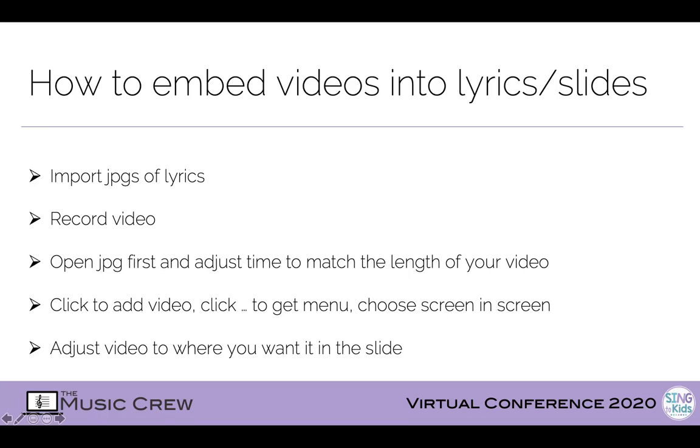I need to adjust that to match the length of the video I'm going to put inside. So when you put a lyric slide into iMovie, it automatically defaults to 6 seconds. But sometimes the movies I put into that slide are 3 and 4 minutes long, so I have to adjust that picture to be the length of my video. I'm going to click Add Video and click the 3 little dots to get a menu and choose Picture in Picture or Screen in Screen, and then I'm going to adjust it to where I want it to be in the slide. Here's what that whole process looks like.